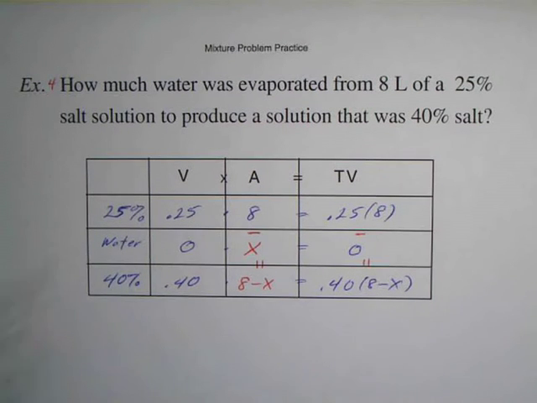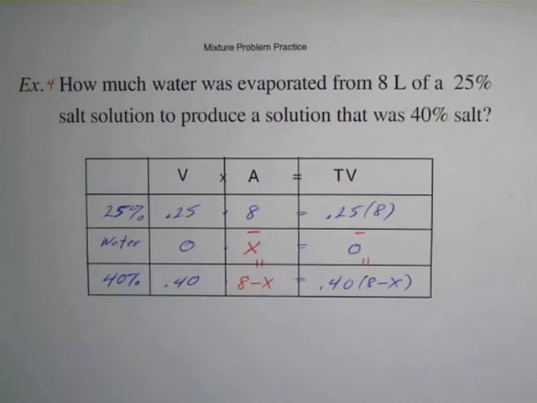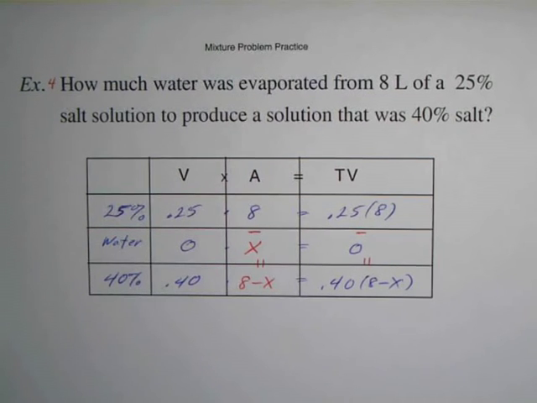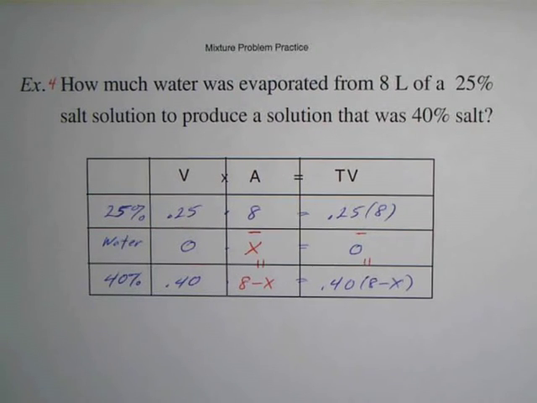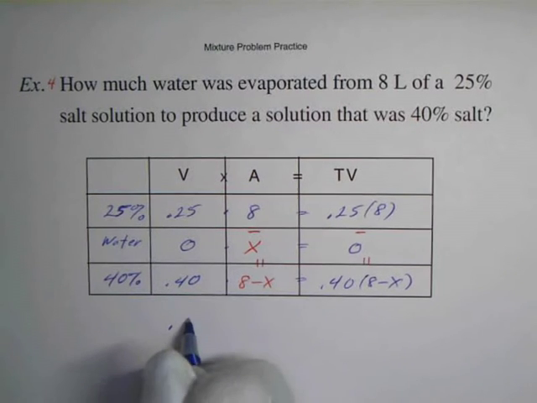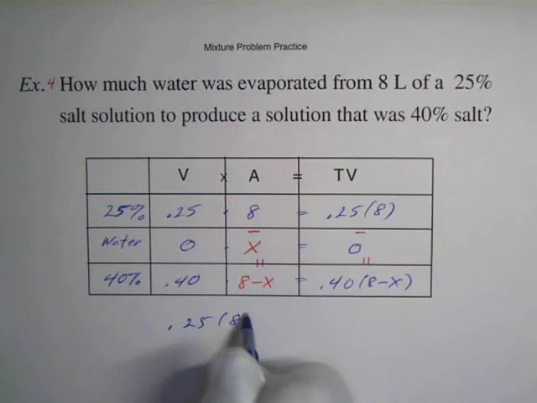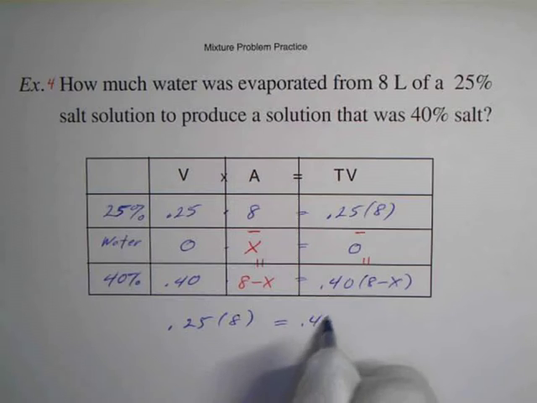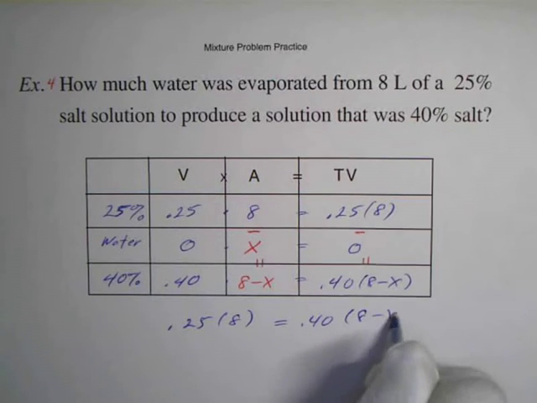And some of you could do this without using a table. You could do it intuitively, and that's all right. I just try to use the table for all the problems because this table will work for all the types of problems. So here's our equation. 0.25 times 8 equals 0.40 times 8 minus X.